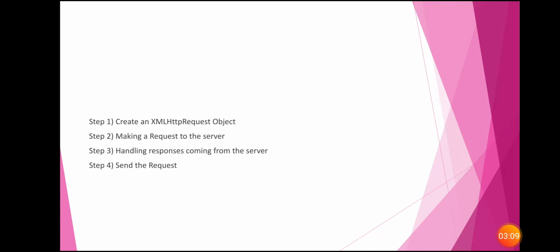Now to see how to implement Ajax in our application, there are four steps. Step number one, create an XMLHttpRequest object. Step two, making a request to the server. Step three, handling responses coming from the server. And step four, send the request. Now we see these steps in brief.